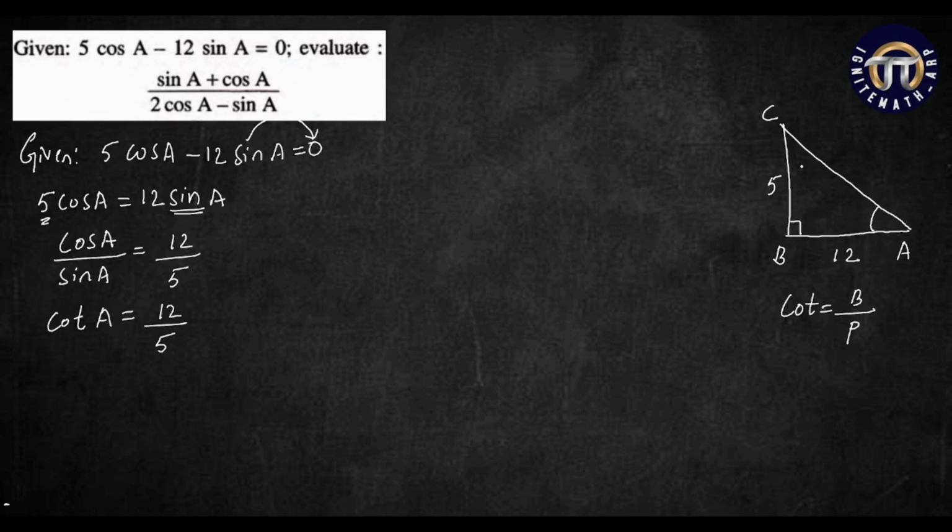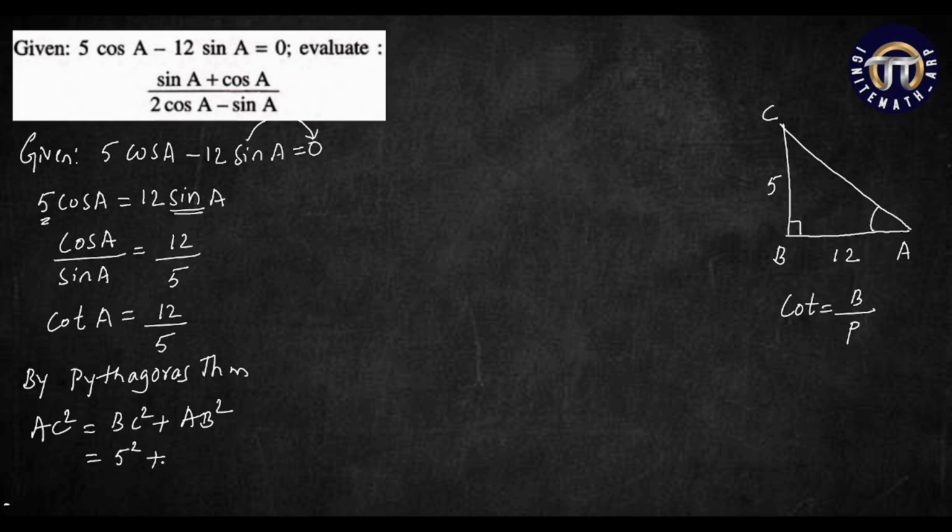Again, I am not aware of what is the hypotenuse. Again, I'll apply Pythagoras theorem. By Pythagoras theorem, I can say that AC square is equal to BC square plus AB square. What is BC? BC is 5. So 5 square plus 12 square. Therefore I get AC square is equal to 25 plus 144, that is equal to 169. AC is equal to square root of 169, that is AC equal to 13 units.